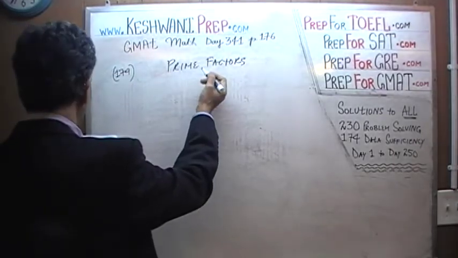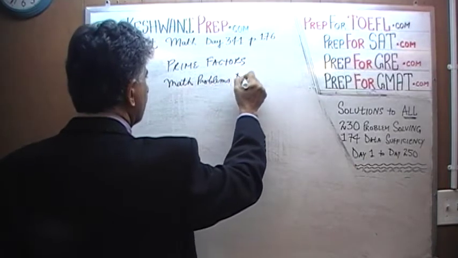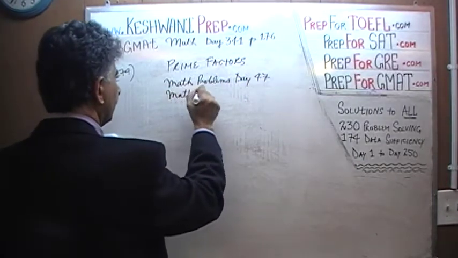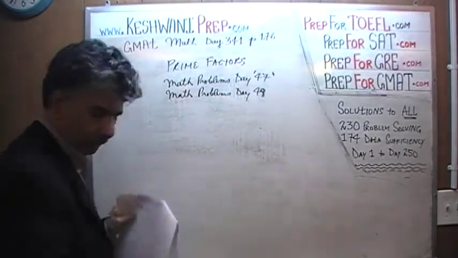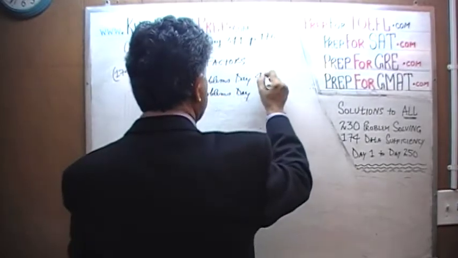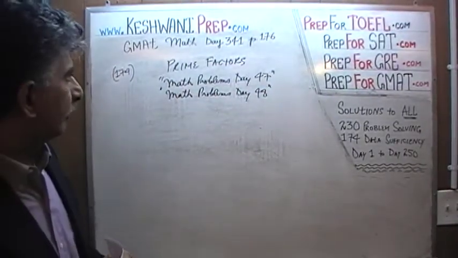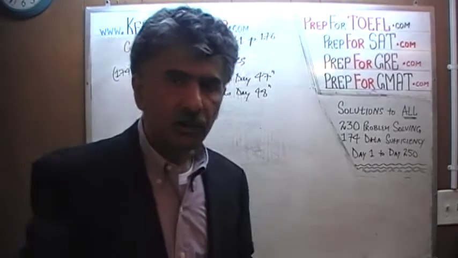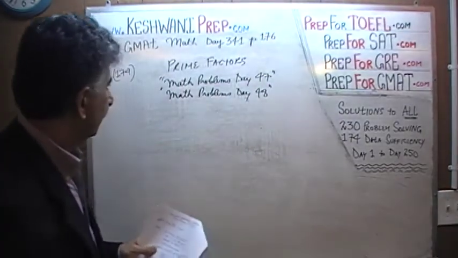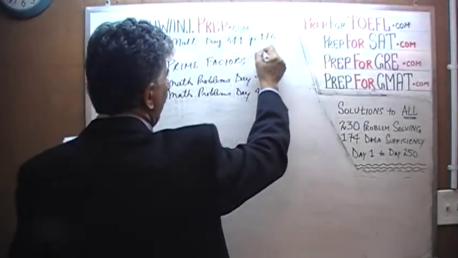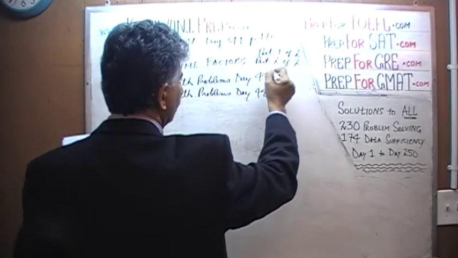Watch prime factors, watch math problems day 47 and day 48. Just type in math problems or math problems for GMAT if you like. Day 47 and 48. Watch those two videos. In those two videos we learn the notion of prime factors, how to find prime factors of a given number, and that's what this problem deals with. So this one is prime factors part 1 of 2, and part 2 of 2, the 47 and 48.